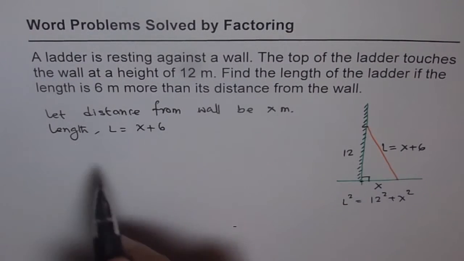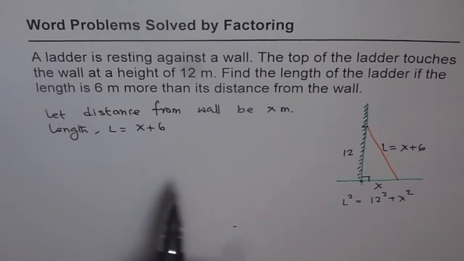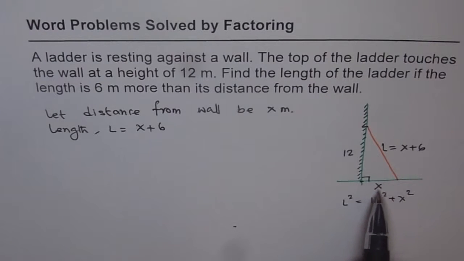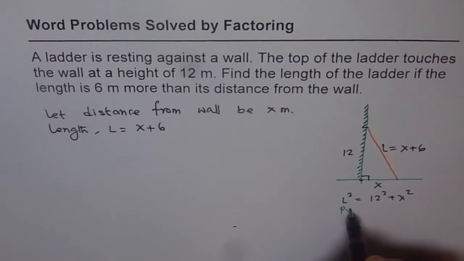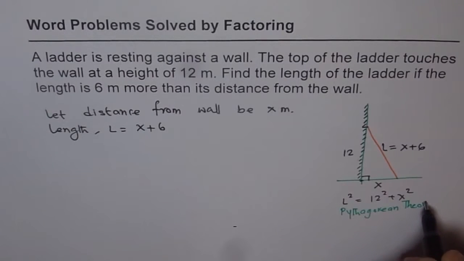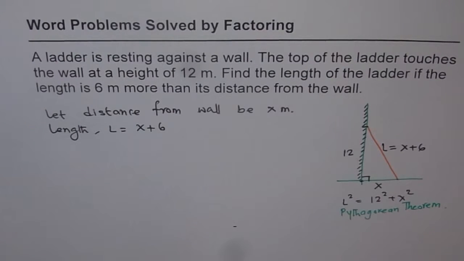So let me write this on that side, and then what we'll do now here, we know the hypotenuse square is equal to the sum of squares of the two sides, right? So that is the Pythagorean theorem. So what we are going to apply here is the Pythagorean theorem. So we are going to apply this theorem and solve for x or length, right? So we'll rearrange this and then solve for x.